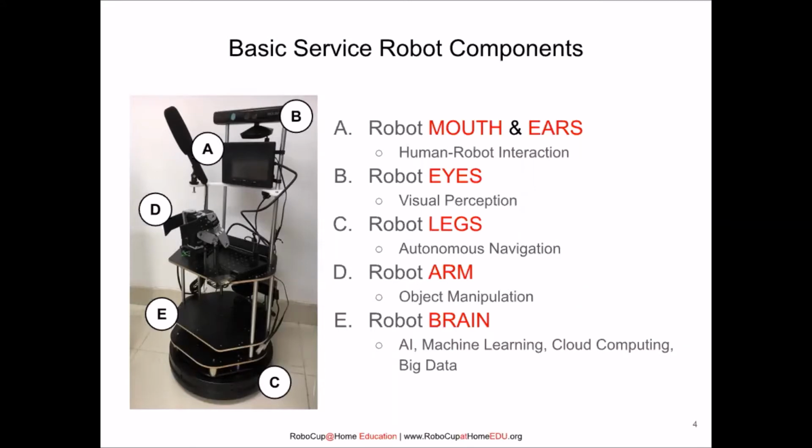So we start with the first part, which is the robot mouth and ears. This one is for human-robot interaction. As I mentioned last week, it is very important for a service robot to interact with humans, the people around, the user. Not just the master or whoever owns the robot. The robot might need to interact with other people.